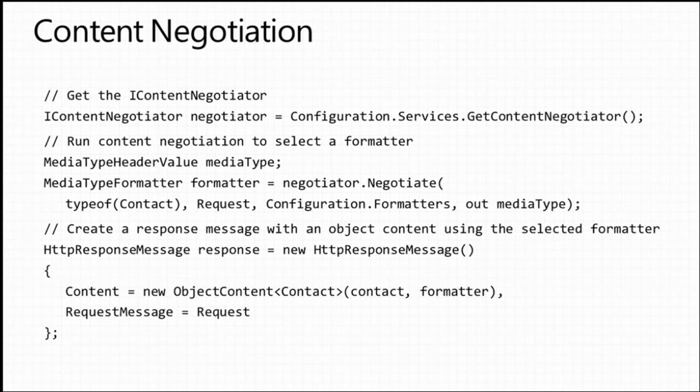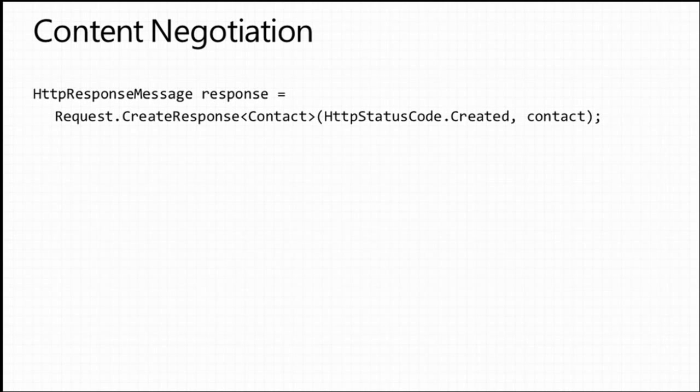We'll then call negotiate on that service, and we'll pass in the request and the type that you're trying to return and the set of formatters that have been configured. And it'll pop out the formatter that it's selected and say, well, this is the one that you should use. You should then create a response message, and you set up an object content for that response message. And you put the object you want formatted in the object content, and you give it the formatter you want it to use to format, and you send it on its way, and when it gets written out, it will use that formatter.